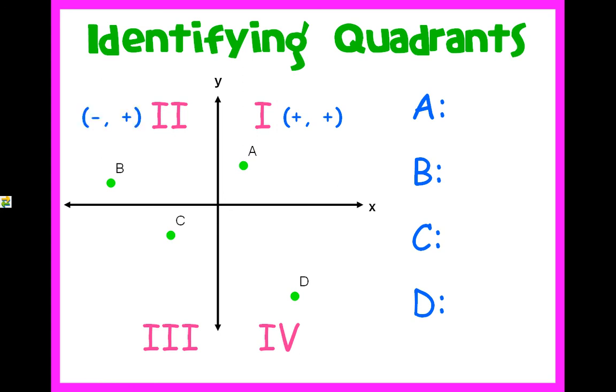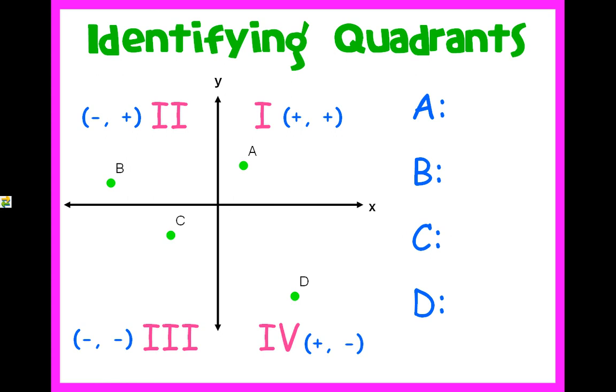In quadrant 2, we would move to the left on our x-axis, so that would make it negative, and we would move up. So, for example, B, we go left, which is negative, and up, which is positive. Example, our point C, we're going to go left, which is negative, and down, which is negative. So that will be the symbols in quadrant 3. And point D, we're going right for our x, which is positive, and down, which is negative. So our x will be positive and y will be negative.